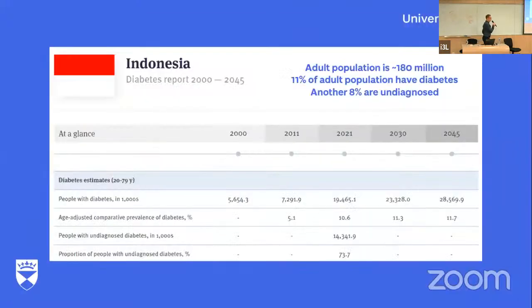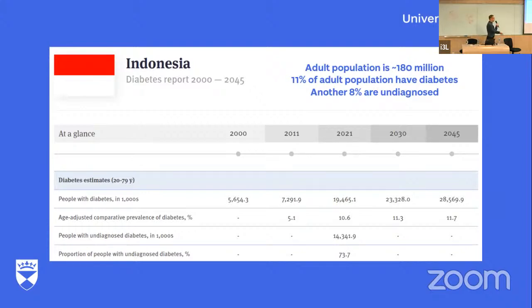Here are some stats that I've pulled out about Indonesia. By calculation, the adult population in Indonesia is about 180 million. Based on global figures from 2021, around 11% of the adult population in Indonesia have diabetes. What's quite scary is that there is at least another 8% of the adult population that are currently undiagnosed. So 11% plus 8%, a significant proportion of the adult population either have diabetes or undiagnosed diabetes.